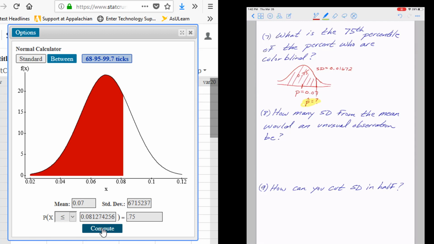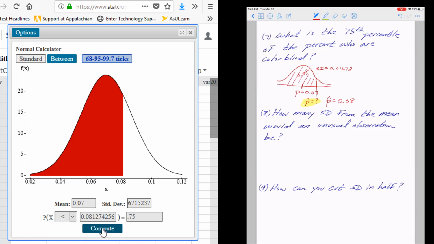And there we have it. It looks like a p hat equal to about, what, 8%, a little bit more. About 8%, approximately. Okay, so that means that about 75% of the time, we will have equal to or less than 8% of our group of males being colorblind, male kindergartners being colorblind.